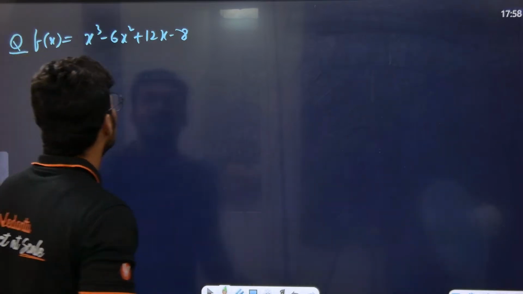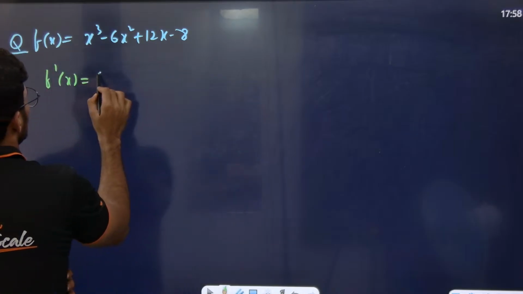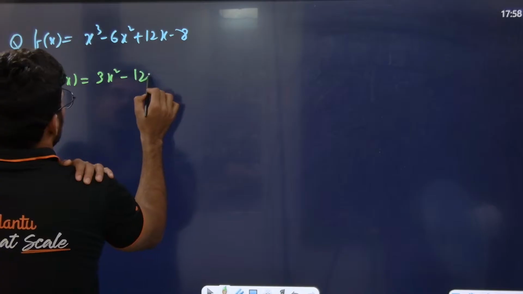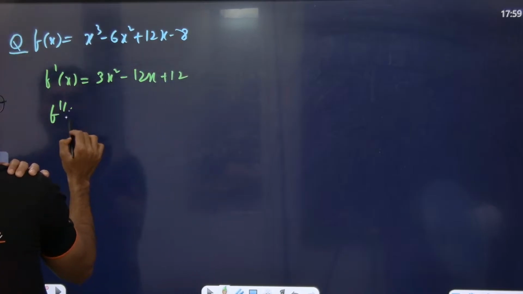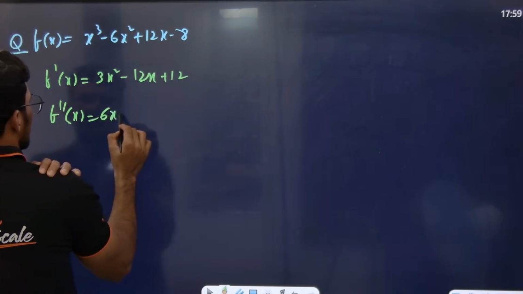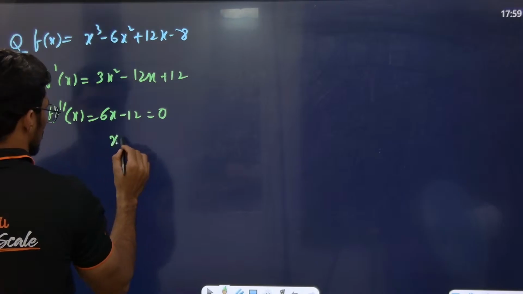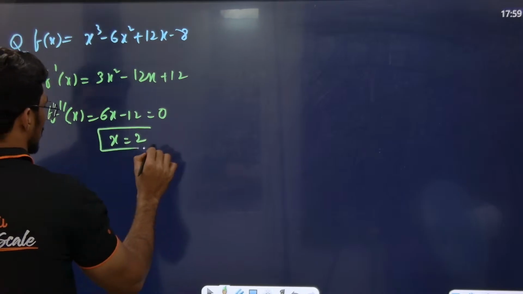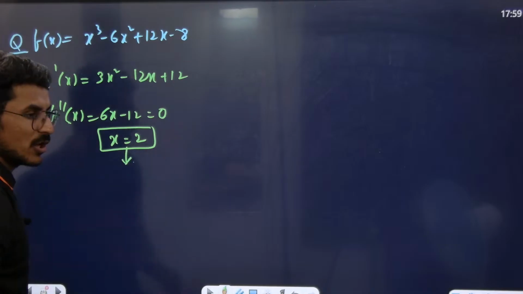Point of inflection, firstly I'll do f dash of x, so 3x square minus 12x plus 12. And f double dash of x, put it equal to 0: 6x minus 12 is equal to 0, so x is equal to 2 is the point I'm getting. Now I need to decide whether this is the point of inflection or not.